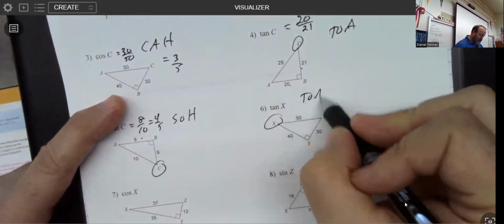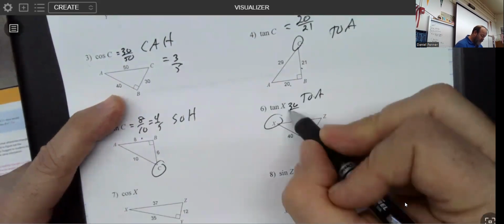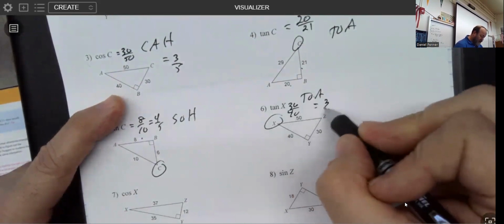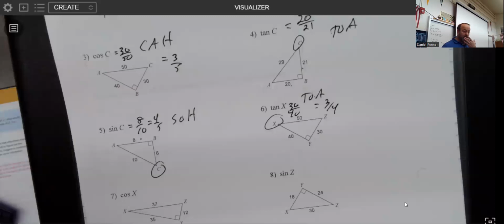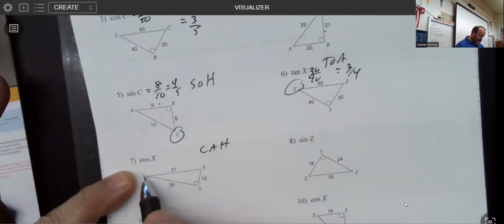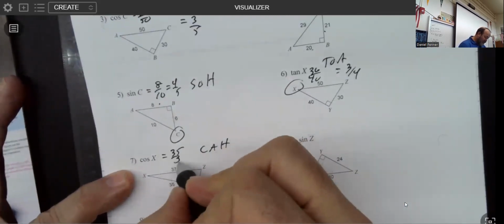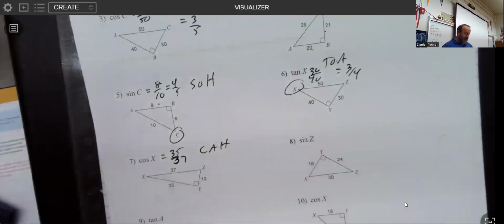Let's see, back to a tangent. TOA. Just got to keep practicing. That's 30 far away over 40. That's 3/4. And we could practice that a few times and just keep practicing that idea. This one, I'm going to look for the adjacent over the hypotenuse. That would be the close one, 35 over 37. And I think you could probably get the idea.